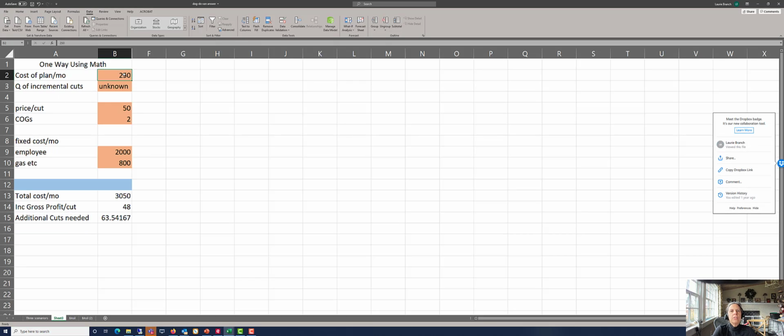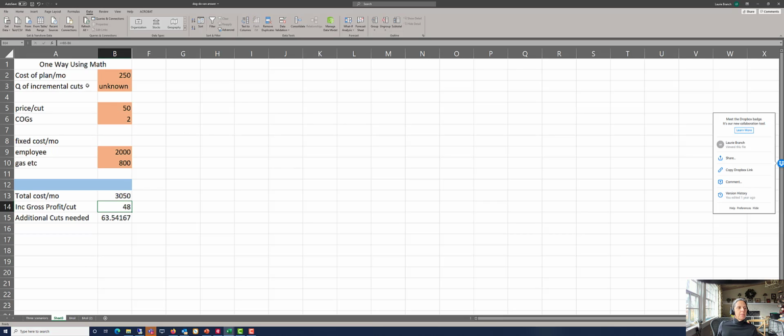The very first thing you want to do, with any word problem, is pull out the information from the problem. So we know that the cost of the plan that Spencer's putting together for Rob is $250 per month. We don't know how many incremental cuts there are, and we're going to try and find that out. We know that Rob charges $50 per cut and that he has a cost of goods sold, a variable cost of just $2. So his gross profit per cut is $50.